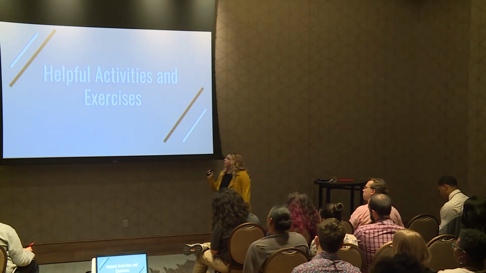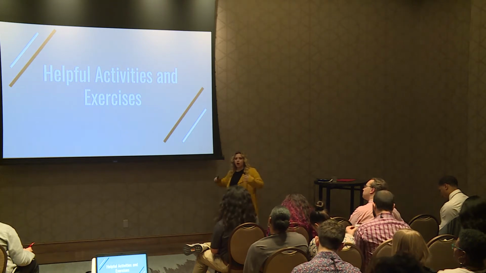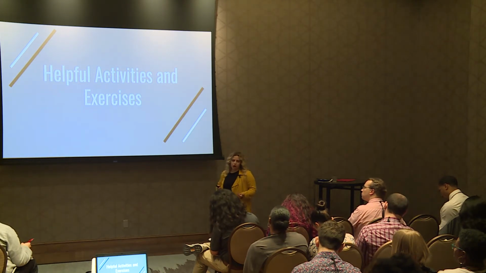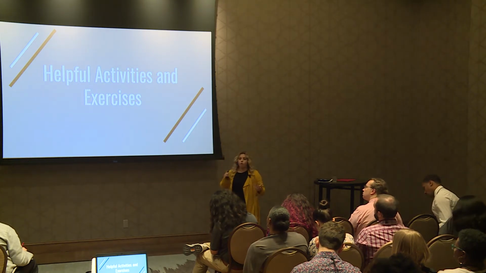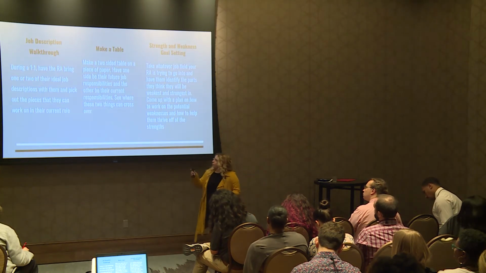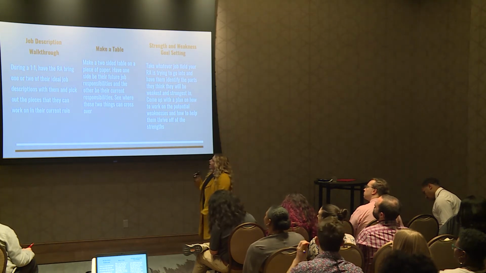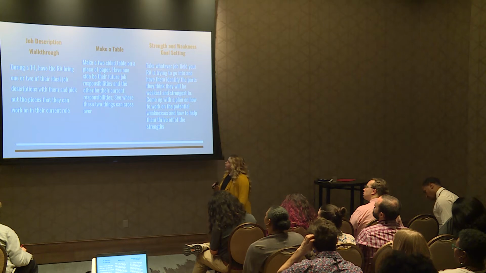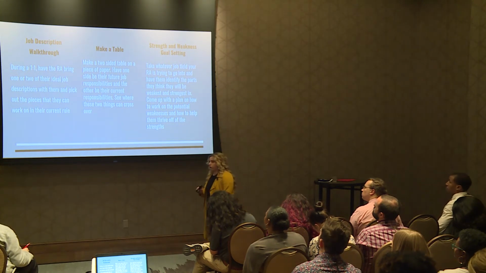So I'm going to give you all a few helpful activities and exercises you can do with your staffs to hit home some of the things that we just talked about. Some of them are a little bit similar, just depending on what format you want to do it in. So the first one is a job description walkthrough. During a one-on-one, have the RA bring one or two of their ideal job descriptions with them and pick out the pieces that they can work on in their current roles.